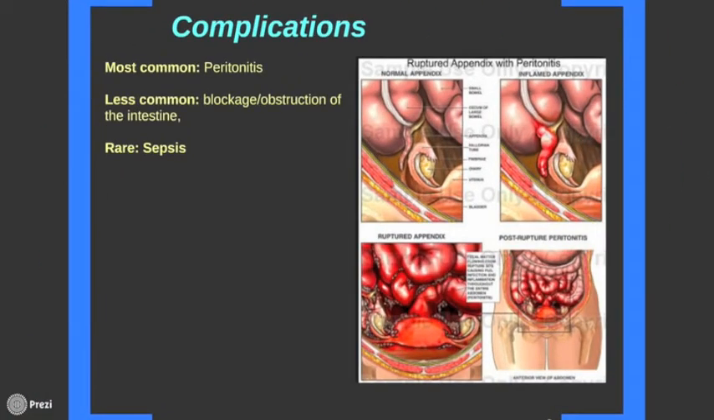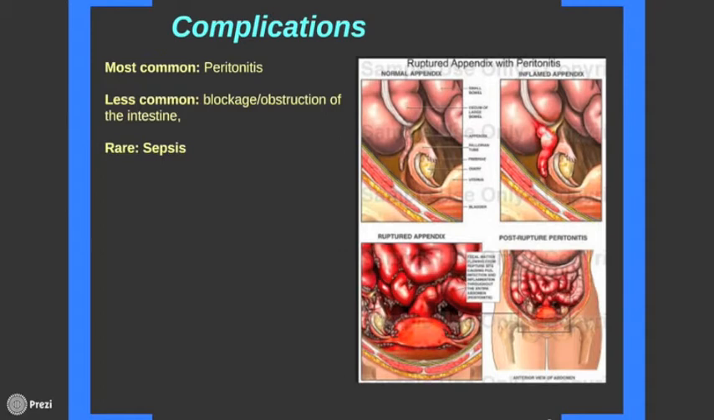Among several potential complications resulting from an untreated appendicitis, the most common one is perforation of the appendix, which leads to spreading of inflammation throughout the peritoneum. This causes peritonitis, or the infection of the entire lining of the abdomen and pelvis, which can be fatal.